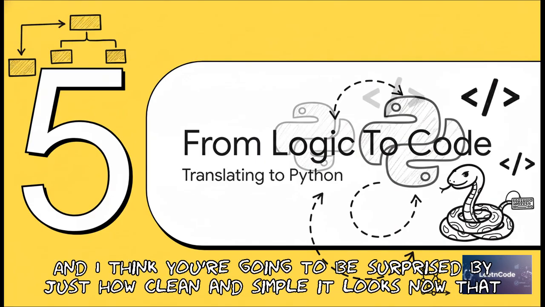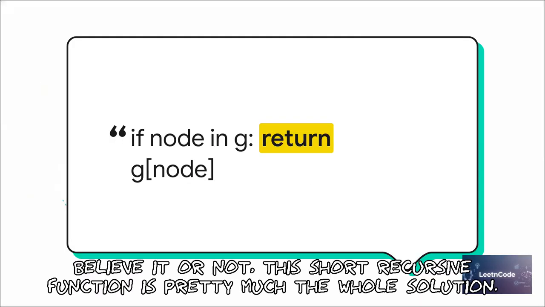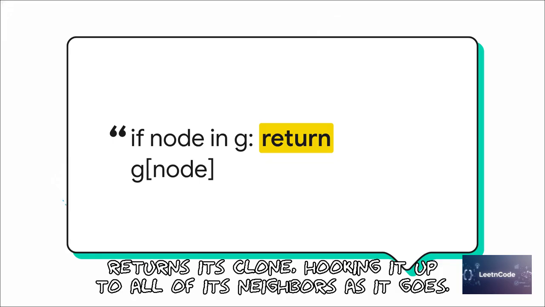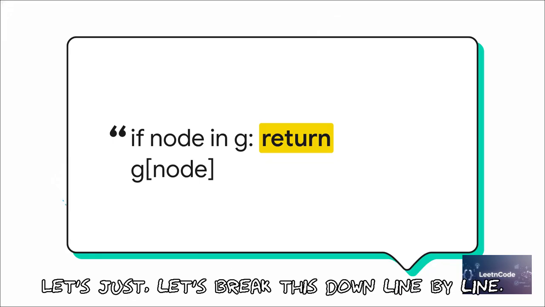So now that we've seen the whole process play out visually, let's look at the actual code. And I think you're going to be surprised by just how clean and simple it looks now that you know the thinking behind it. Believe it or not, this short, recursive function is pretty much the whole solution. It takes an original node, and using the exact logic we just walked through, it builds and returns its clone, hooking it up to all of its neighbors as it goes.